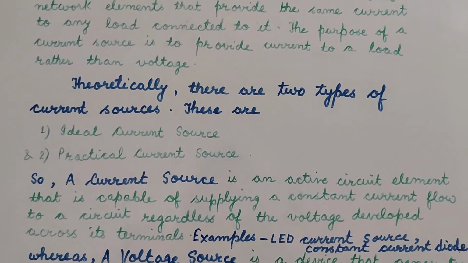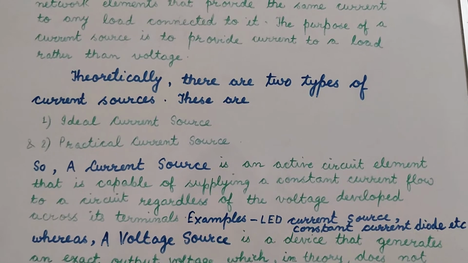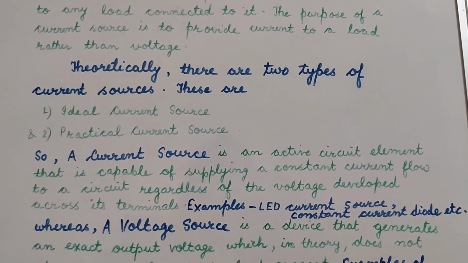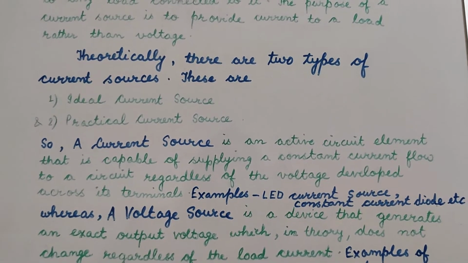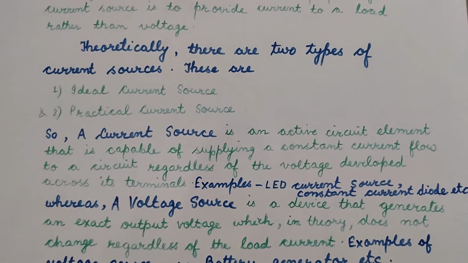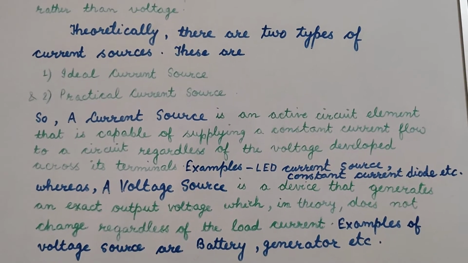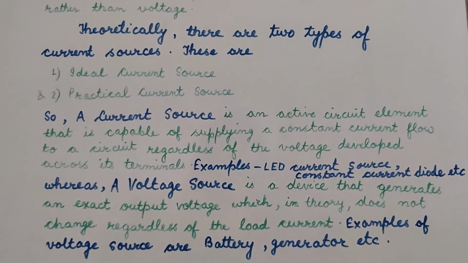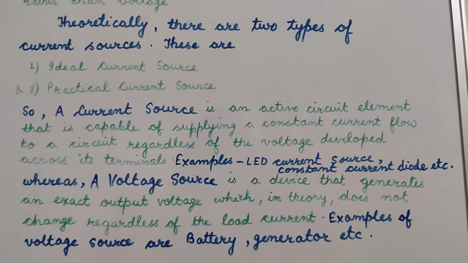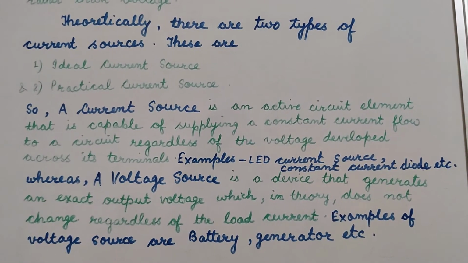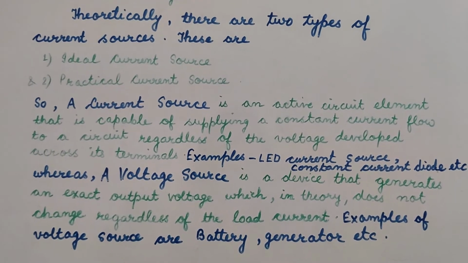And as we have said earlier, practically no source is there which can be called an ideal current source. So we can say that an ideal current source is a current source which will provide constant current, and such a type of current source will have infinite internal resistance. That is, an ideal current source is a current source which will have infinite internal resistance. Similarly, practical current source is a current source which will have a very large value of internal resistance connected to it.